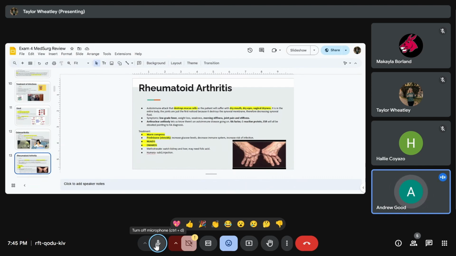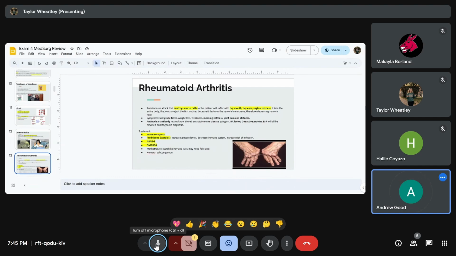And they may go, okay, what is this? Or what are some good interventions for this? So that ANA, or the anti-nuclear antibody, lets us know there's an autoimmune disease going on. So that'll be positive. And then RA factor, C reactive protein, and ESR will all be elevated, pointing to an inflammatory process, pointing to RA.